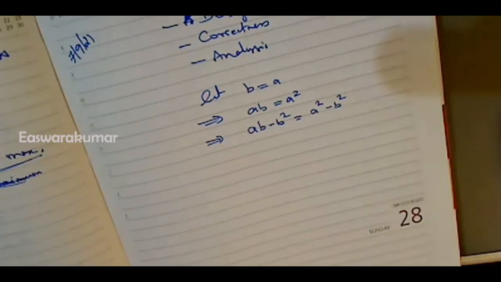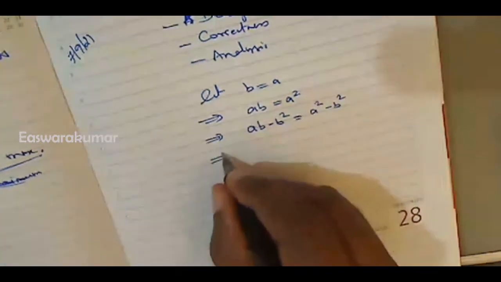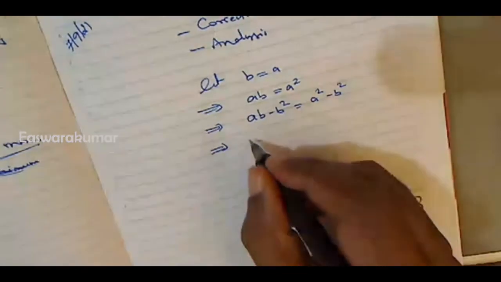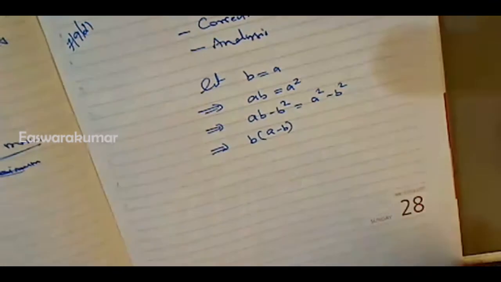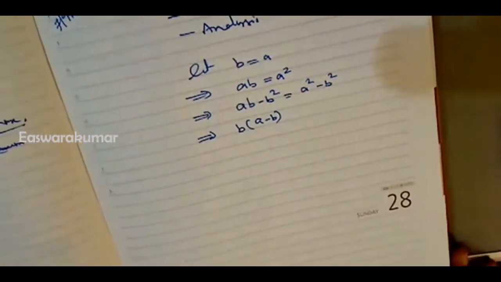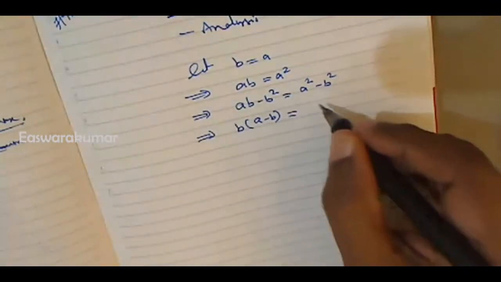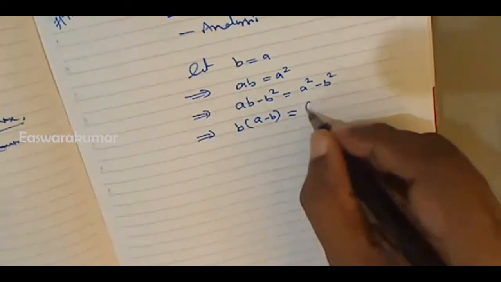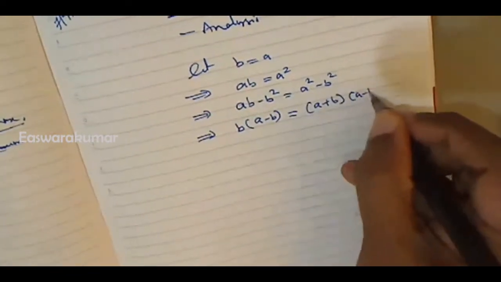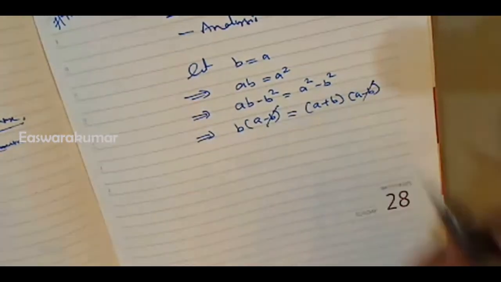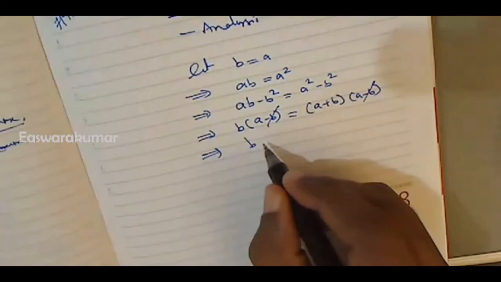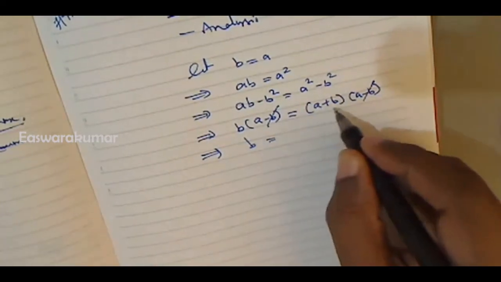Now what happens? On the left hand side B is common, so that B can be taken out, and the remaining thing is A minus B. And the right hand side A square minus B square, so we can write it as A plus B into A minus B. Now both sides have A minus B common, so I can cancel it. So remaining thing is B here, and here A plus B is there.